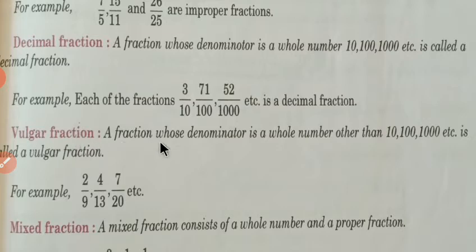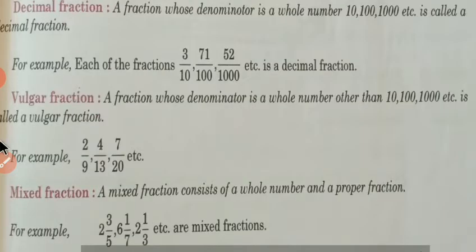Then vulgar fraction. A fraction whose denominator is a whole number other than 10, 100, 1000, etc. is called a vulgar fraction. Here it means other than 10, 1000 and 100. If the denominator is given with different numbers, then you can say that this type of fraction is known as a vulgar fraction.